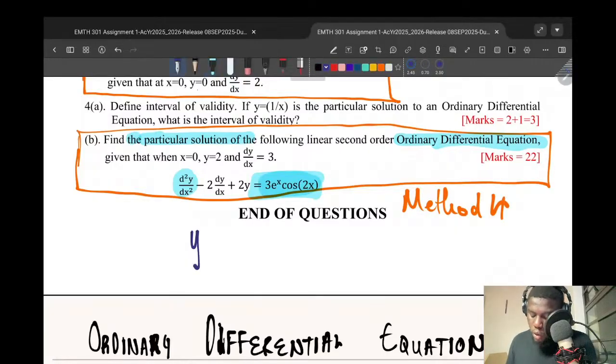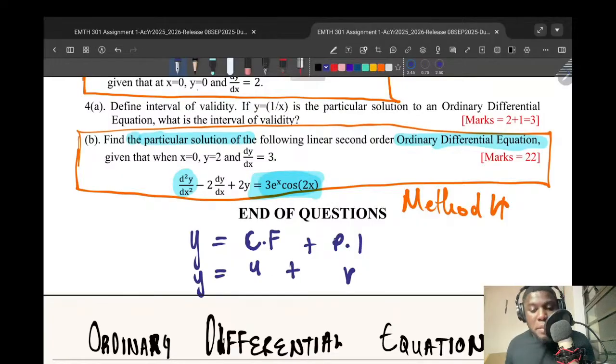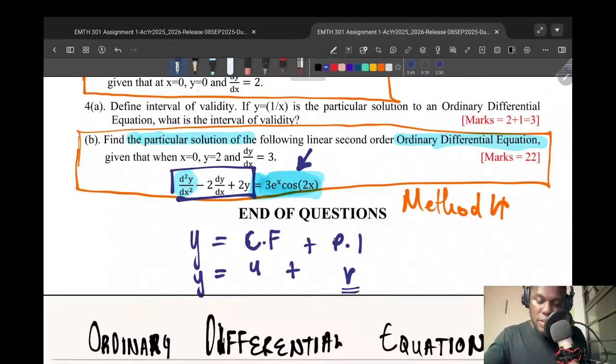My y will actually be the complementary function, which is u, plus the particular integral, which is v. And remember to add. Now, how do you get the complementary function? You ignore this and act as if it was equal to 0. Then how do you get the v? You will now work with this part, but there will be a v, and it is equal to that. Then you choose something for v using those cases. You just need to choose the right v.